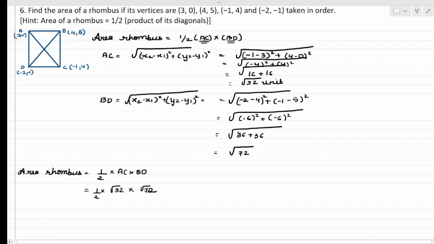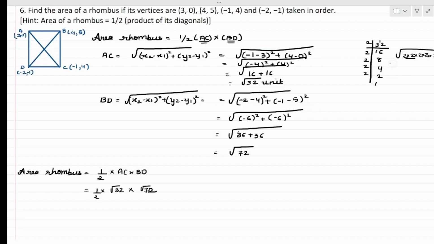Now what you will do is simplify your under root 32. Split it out: 32 is 2 times 2 times 2 times 2 times 2, that is five 2s. As we have studied, the pairs come out of the root, so your answer will be 4 under root 2 for under root 32.